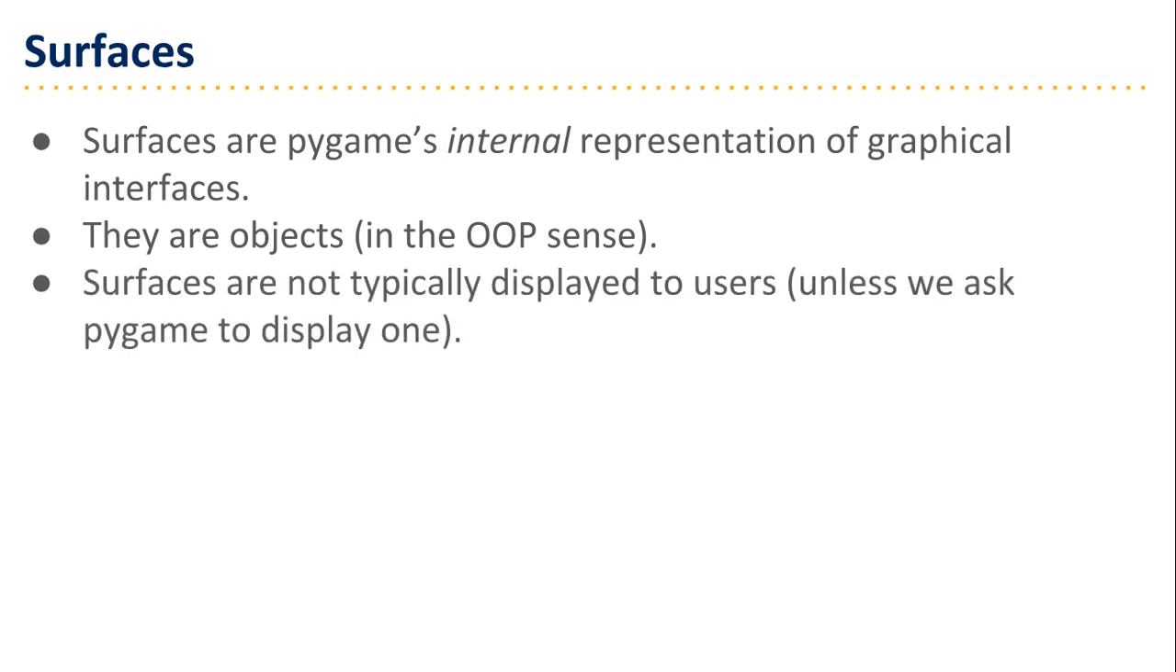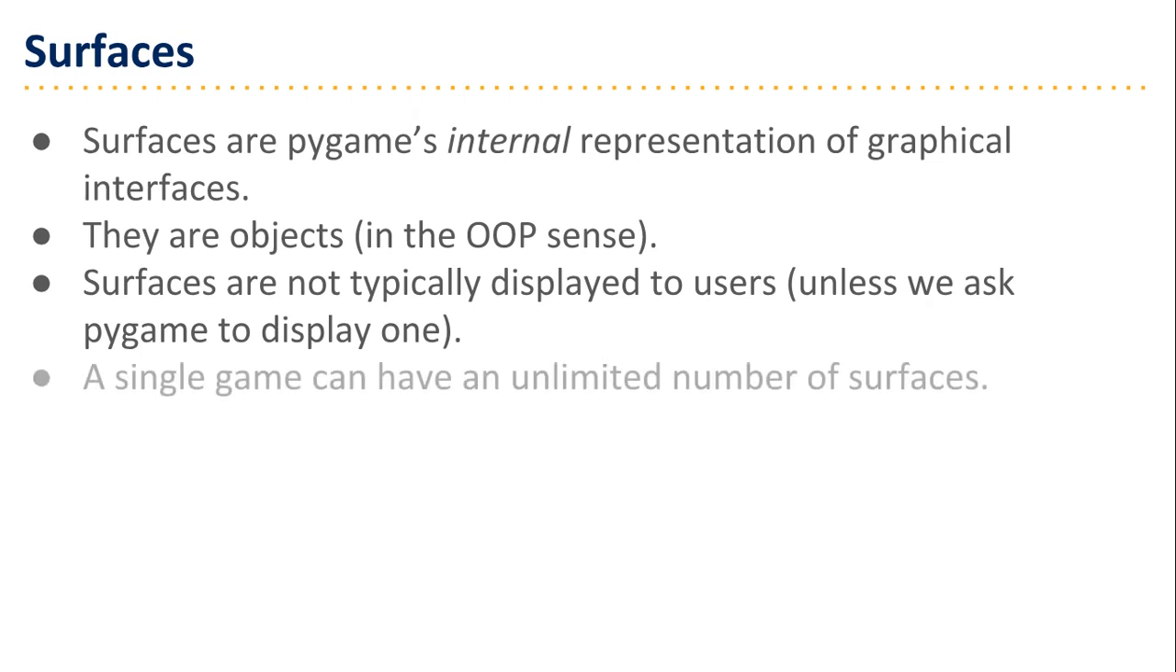They're not displayed to users unless we ask Pygame to display one. So again, they're just internal representations of these interfaces, but we can tell Pygame to show one of them to a user, and we'll talk about how to do that a little later. And a single game can have an unlimited number of surfaces. So you can only really have one screen, one window where you display graphics, but you can have an unlimited number of surface objects in your implementation. And we'll see why having multiple surfaces can be useful when we do some demos later.